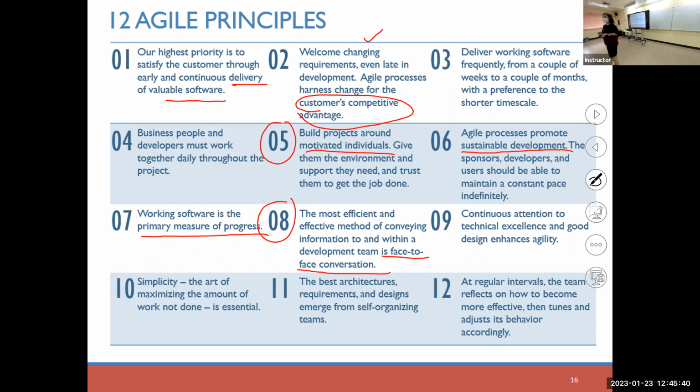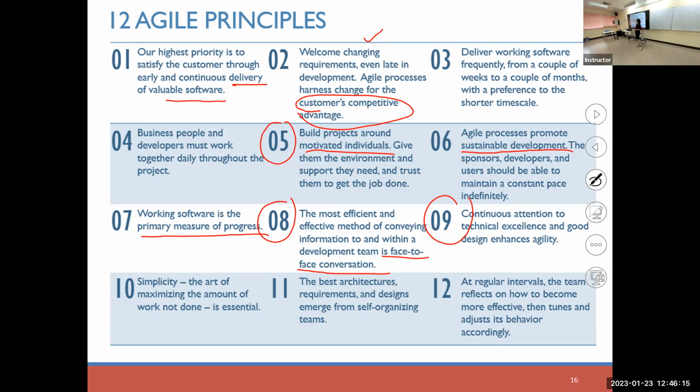Have you ever had some experience, maybe with friends, through some kind of writing? You may misunderstand somebody easily through writing, right? You may think the person got mad, or you may think the person is unhappy or something, because you see only the message. Right? Okay, number 9, continuous attention to technical excellence and good design enhances agility.